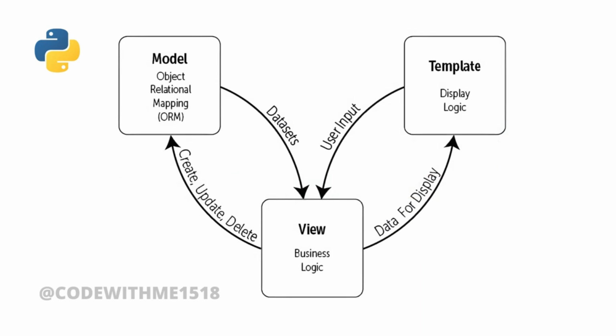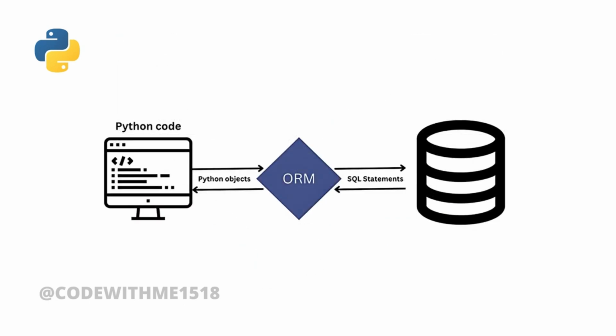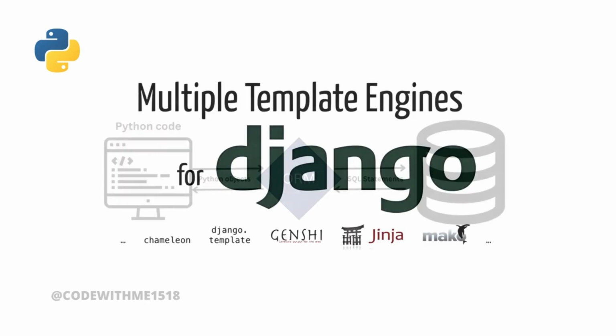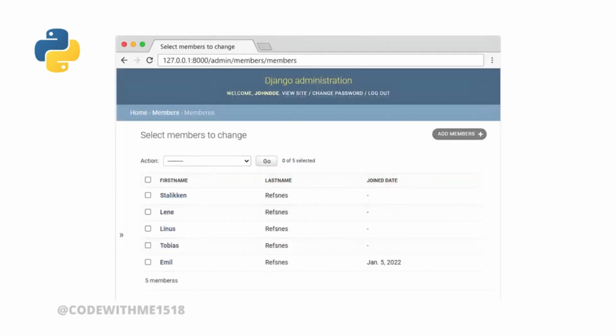1. Models represent the database schema and data structure. 2. Templates control how data is presented to the user. 3. Views contain the logic that handles user requests and returns responses. Django comes with several built-in features like an ORM for database interactions, a templating engine, and an admin panel for managing site content.